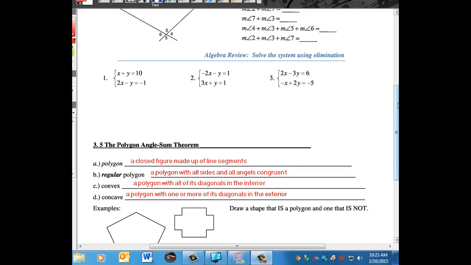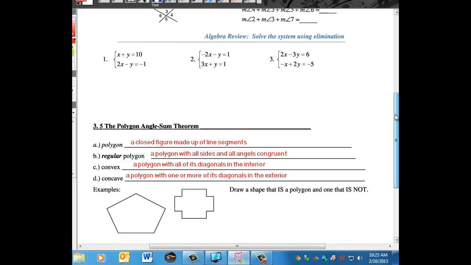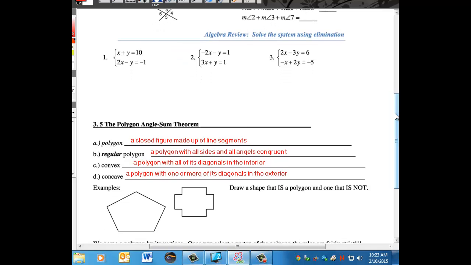Welcome back to geometry. We're in section 3.5, the polygon angle sum theorem. Now, before we start, let's recall that we had a theorem in the last section which said that in all triangles there's going to be 180 degrees. And so this was called our triangle sum theorem.